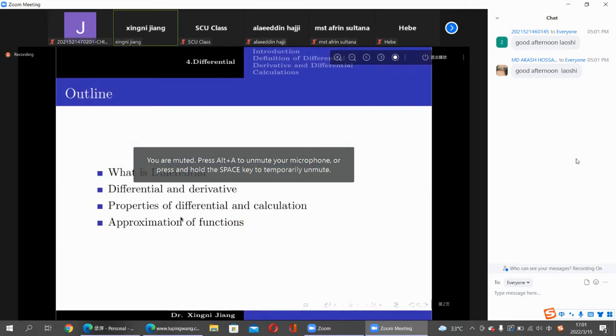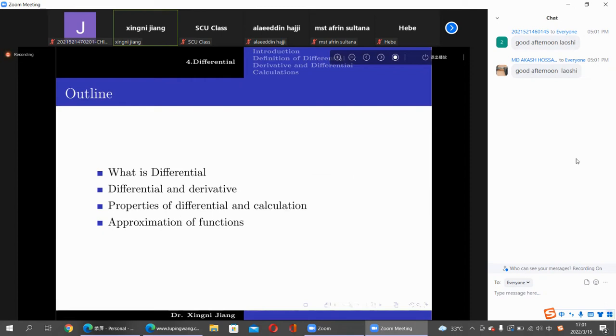Okay. So as usual, we're gonna give the definition of differential and talk about the relationship between differential and derivatives, and some properties and maybe some applications, which is not really important. But the relation between differential and derivative, you have to be really careful about that.